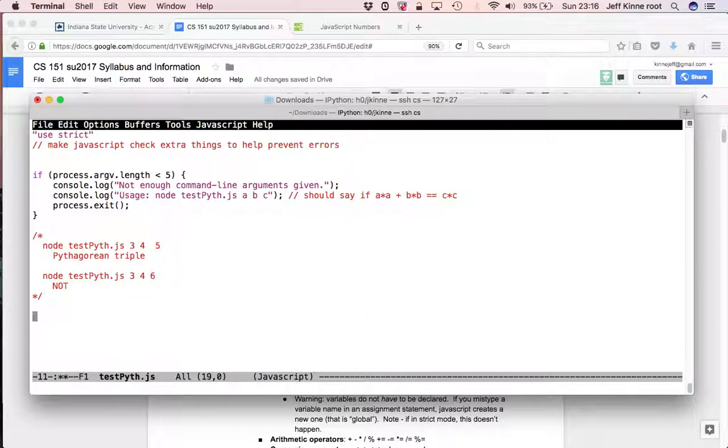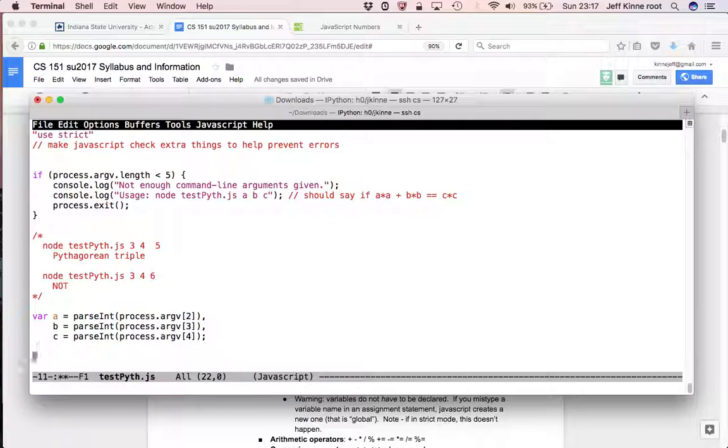Okay, so I could have a test here. First we need to get these variables. A equals, B equals, and we can use comma here, and C equals. Okay, so this is going to be parseInt process.argv bracket 2, parseInt process.argv bracket 3, parseInt process.argv bracket 4.